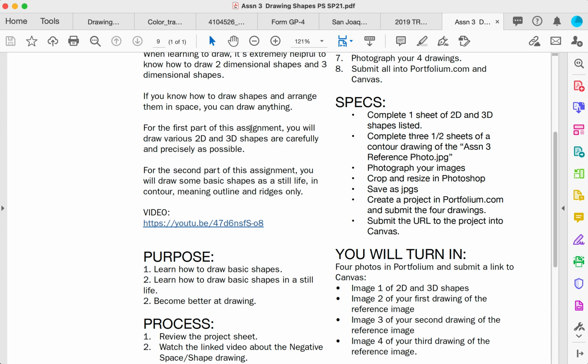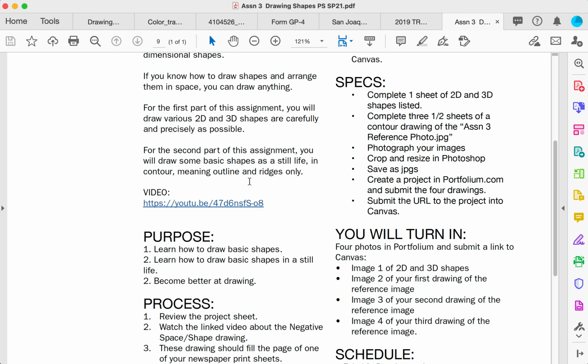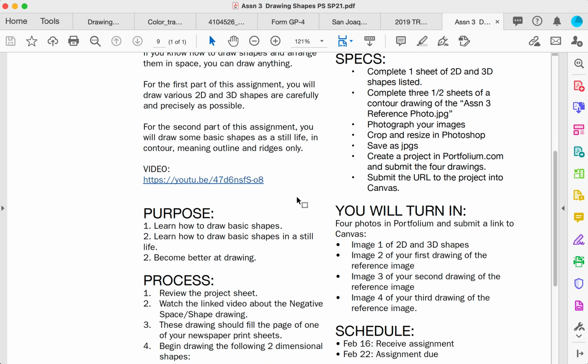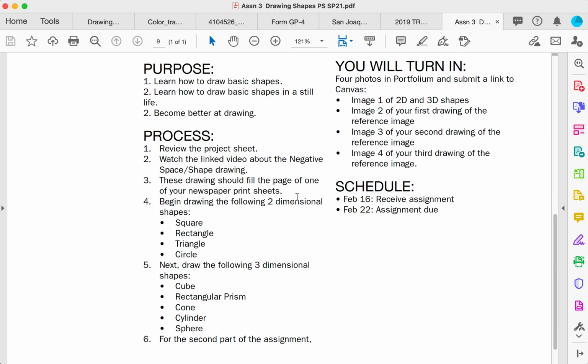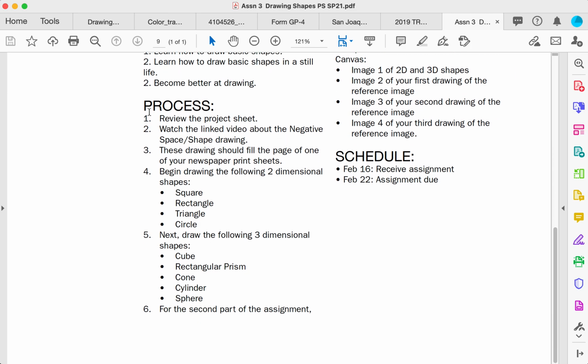The first part of this assignment is to draw two-dimensional and three-dimensional shapes as carefully and precisely as possible, and the second part is to draw some basic shapes in a still life. There's a video that goes through things, so watch the project, review the project sheet, and watch the video.